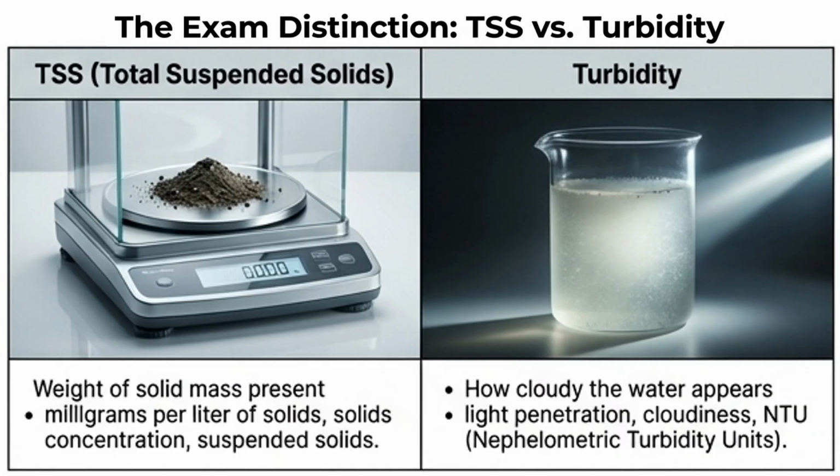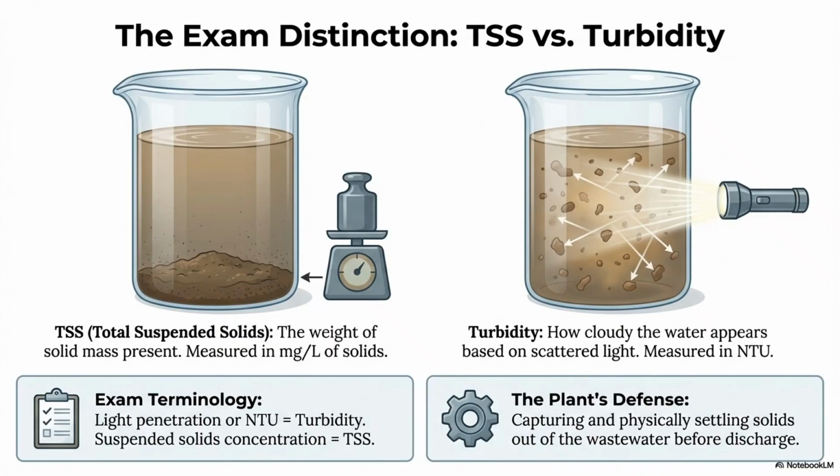Now, another word you will see on exams, turbidity. TSS is the weight of solids present in wastewater. Turbidity measures how cloudy the water is, not weight. It measures how much light is scattered by particles. It is often reported in NTU, nephelometric turbidity units. So think like this. TSS equals how much solid mass is present. Turbidity equals how cloudy it appears.